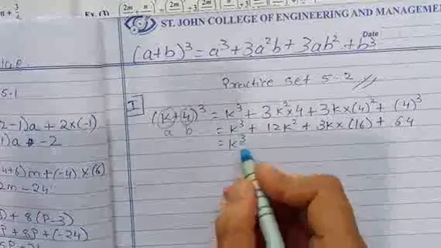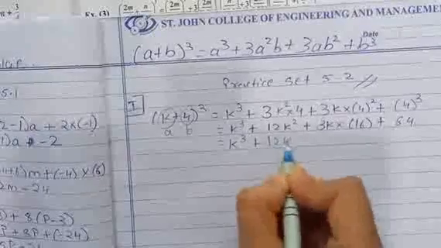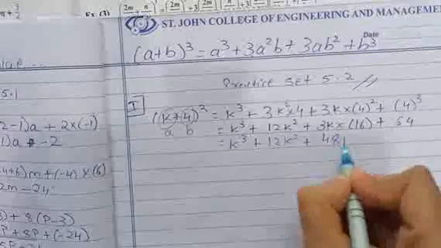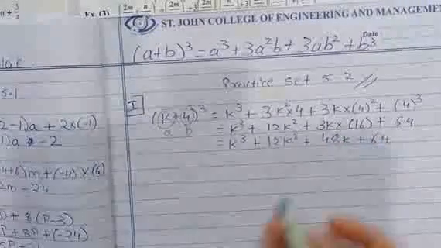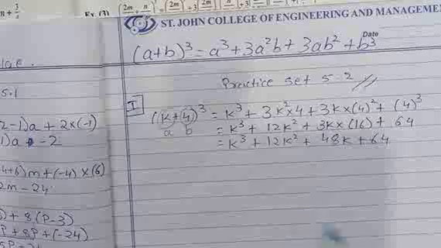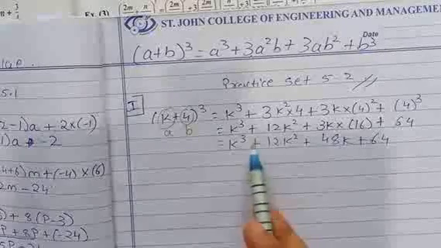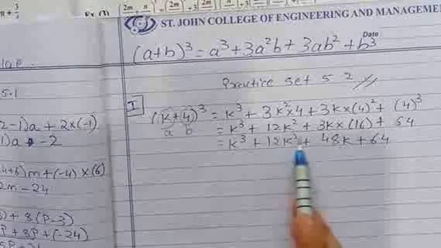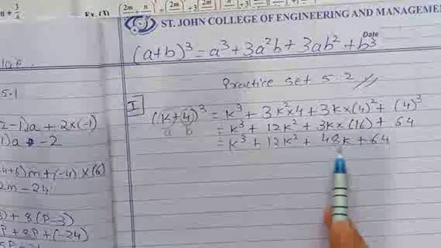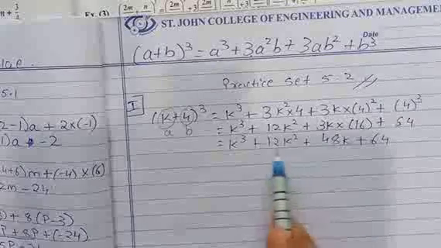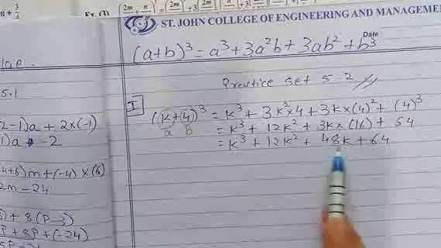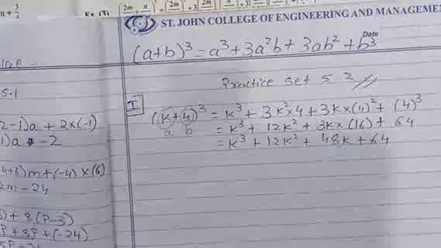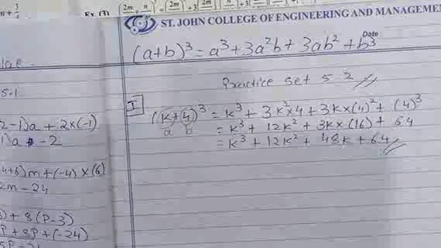Now students, one more step will be added: k cube plus 12k square plus 16 threes are, what is 16 threes are? 48k plus 64. Further, can you solve? You can't solve further because no like terms are there. Here it is k cube, here k square, here k, so these are not like terms. If it were k instead of k square, you could add them. So you also know that only if the variable is the same can you add the numbers. Here the variable is not the same, so we can't add the numbers. So this completes the answer.